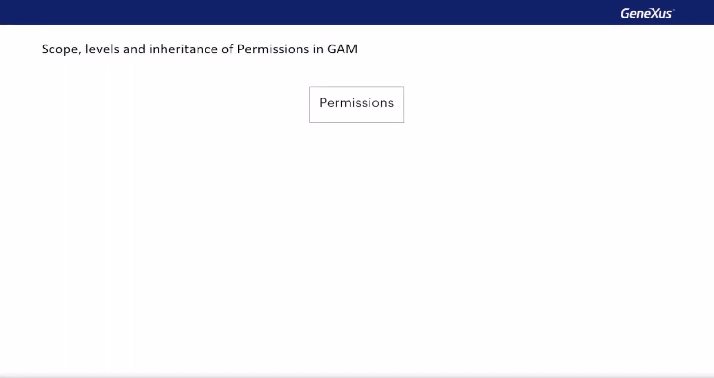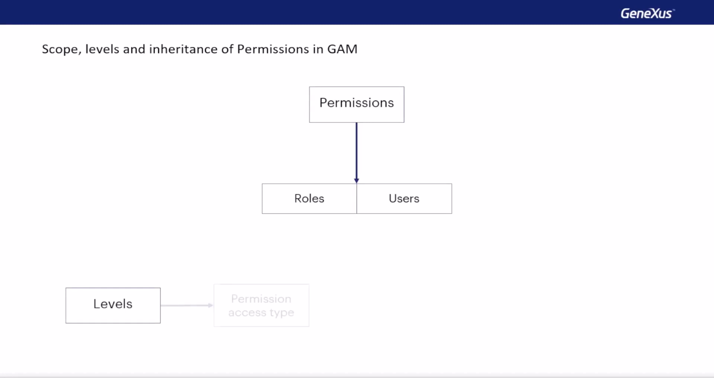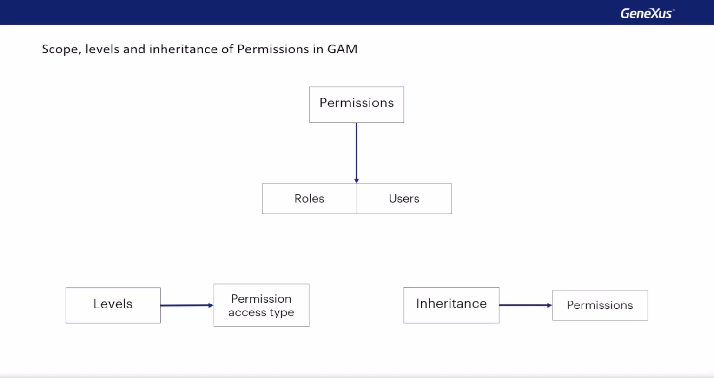Permissions in GAM exist within the scope of the applications and are assigned to roles and users in the GAM repository. As for levels, the level of permissions a user has at runtime depends on the type of permission access. Lastly, when any full control permission is added to a role, by default, all the secondary permissions of this full control are also added to the role, unless inheritance has been lost.